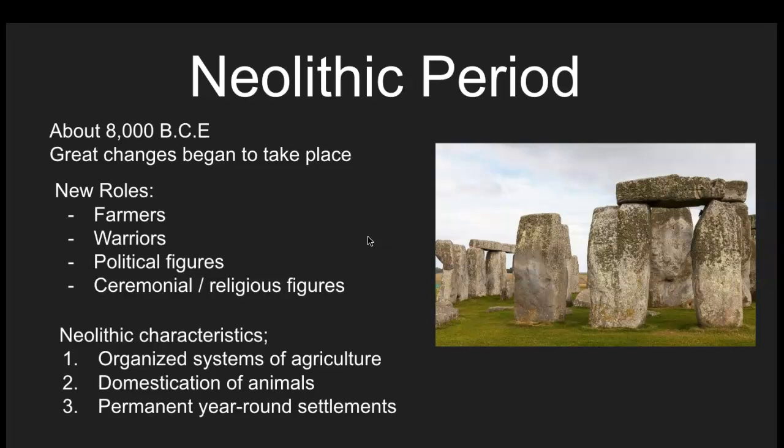So in these characteristics, you need to have an organized system of agriculture, domestication of animals, and this last part is very important: permanent year-round settlements. So not necessarily chasing the weather, not having to leave one area once it gets cold and move to sort of a summer residence, but preparing for the seasons and having enough surplus and food storage to get one through the winter. So this is what characterizes the Neolithic period.